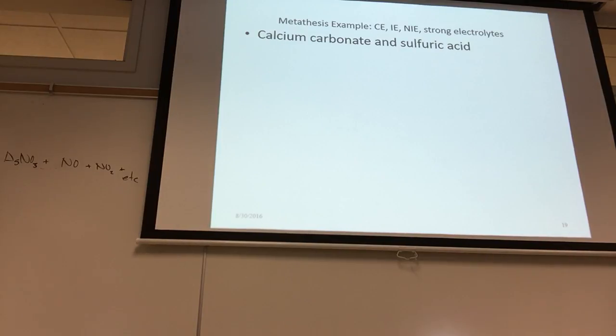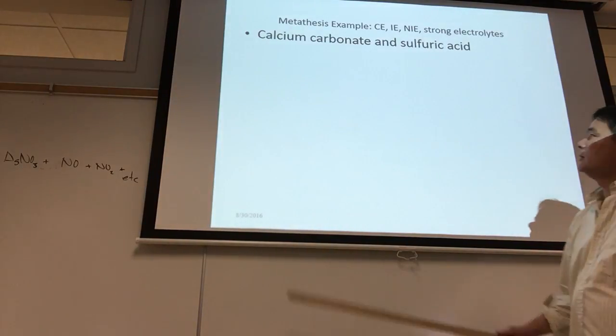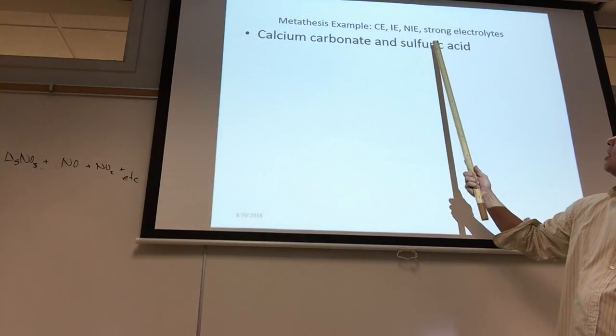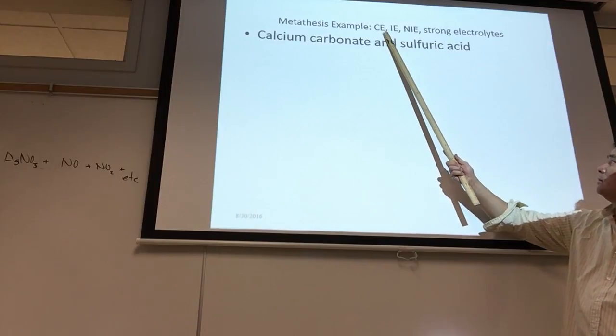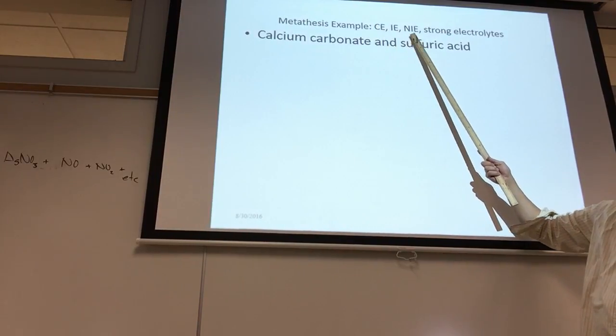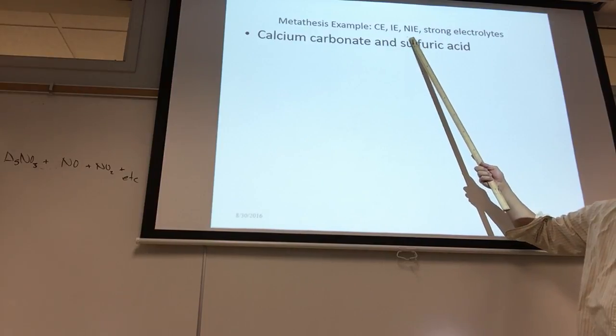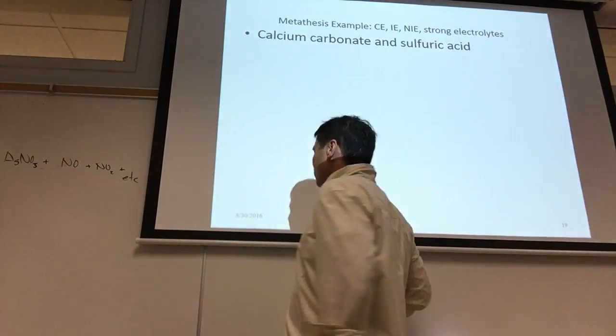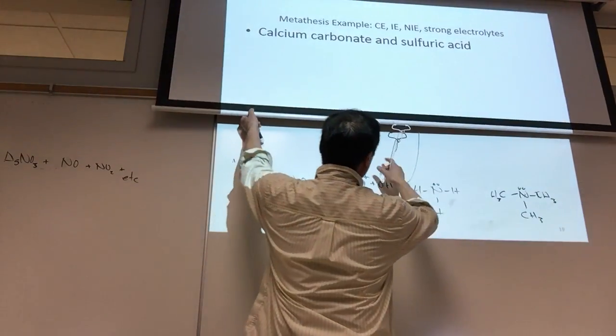So let's look at some examples of metathesis. When we do metathesis reactions, I'd like you to write 3 equations and also show me the driving force. The 3 equations would be the CE, which I use as complete equation, IE for the ionic equation, and NIE for the net ionic equation. Let's look at this one first, calcium carbonate and sulfuric acid. Let's do this as an example.